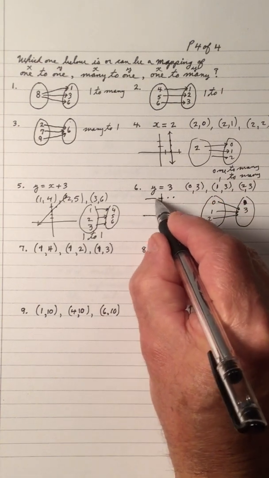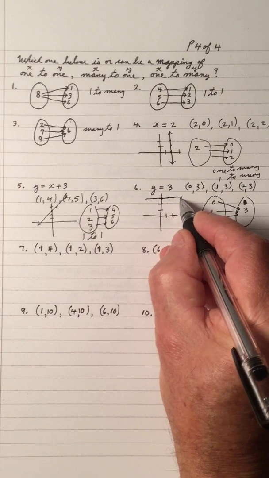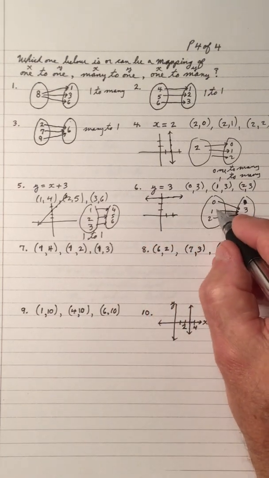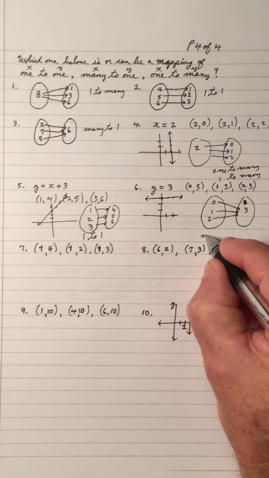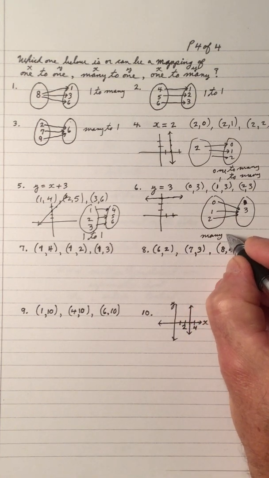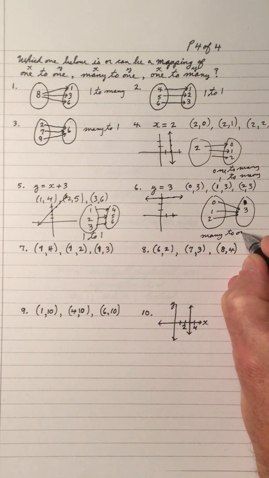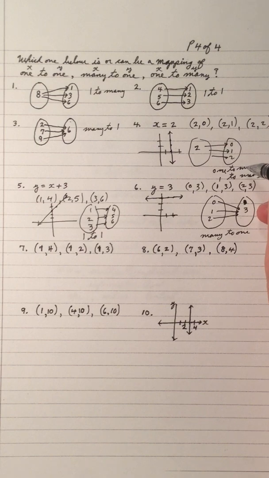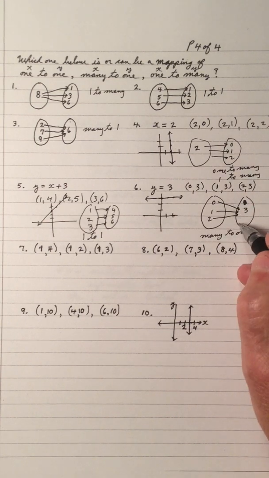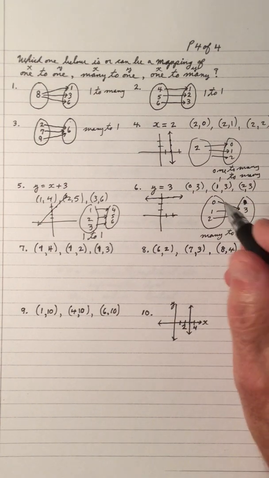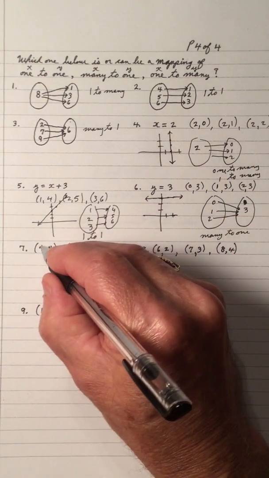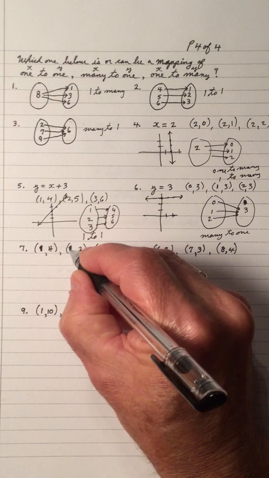Notice that the y coordinate is the same all the time. That's a horizontal line. So that means you got many to 1. So 1 to many is vertical. That means 1 to many is 1 x to many y's. And many to 1 means many x's to 1 y. So 1 is vertical and 1 is horizontal. And let's see, these are 1s here.